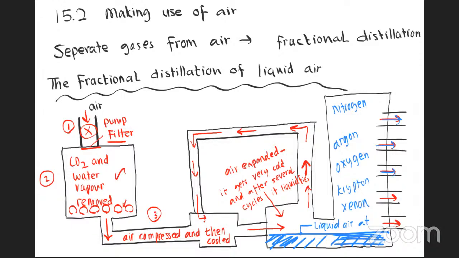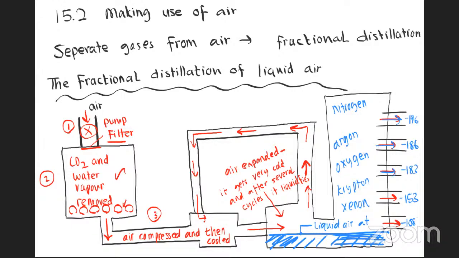Okay, so the temperature here is minus 108 degrees. And then the temperature here is minus 153 degrees. The temperature here is minus 183 degrees. Oh, I should have written it here. This one is minus 108 degrees, this one minus 153 degrees, minus 183 degrees, minus 186 degrees, minus 196 degrees.